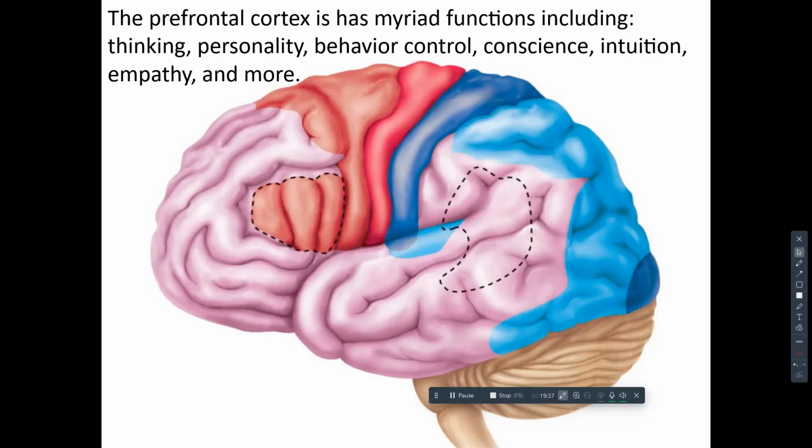Now, this is actually the last part of the cerebrum to finish properly developing. So we talked about how different bones develop at different rates. Same thing with the brain. It's not until your mid to late 20s, if we're going to assign an age, that your prefrontal cortex is finally developed.